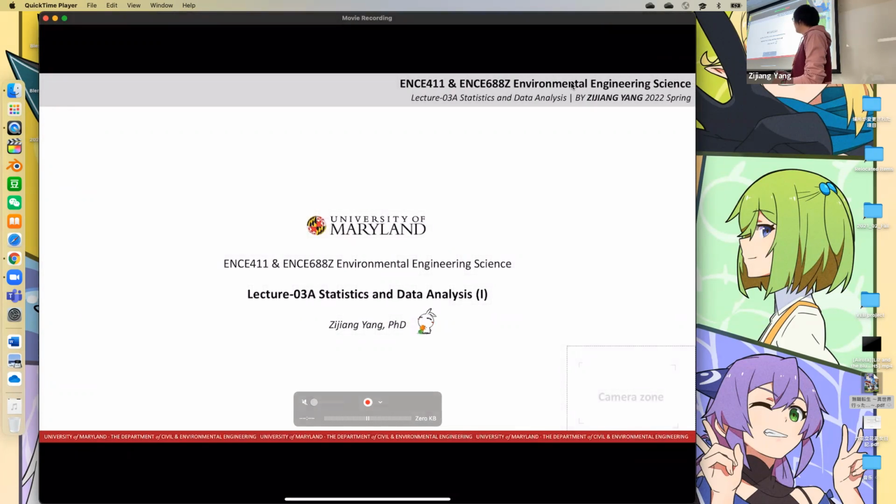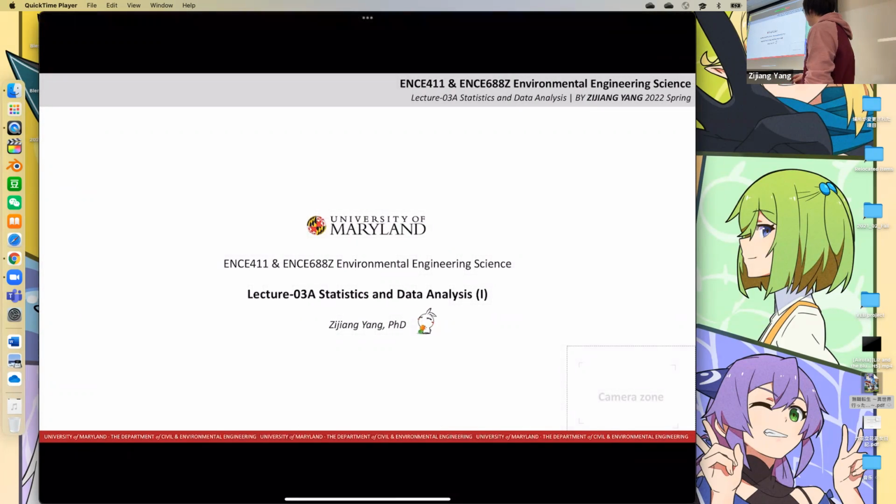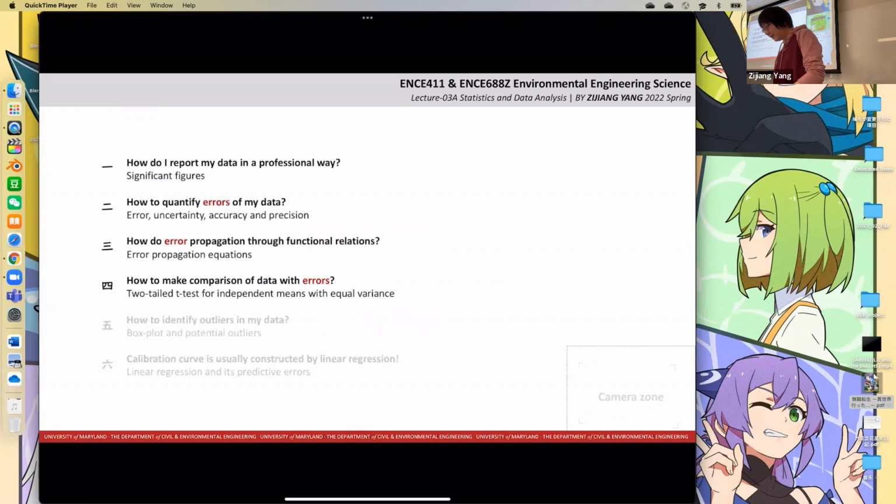So today we are going to talk about statistics and data analysis that will be used in this class. This is part 1, because I split the content of this lecture into 2 parts. We are going to talk about the first 4 items today. I will save outliers and linear regression for Thursday. So I just made some changes.